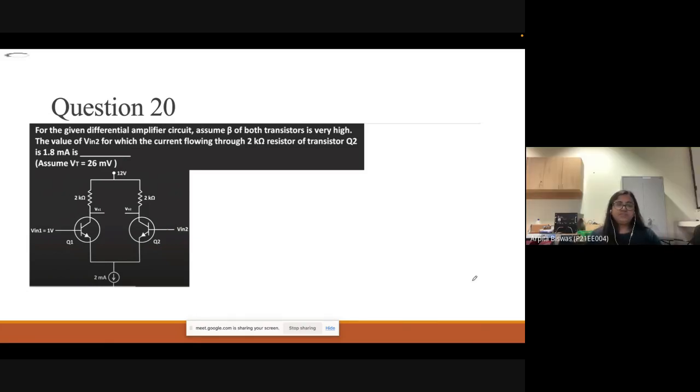For the given differential amplifier circuit, assume beta of both transistors is very high. So the value of V input 2, for which the current flowing through this 2 kilo ohm resistance of transistor Q2 is 1.8 milliamps. This means we have to find the value of V input 2, in the case where the current flowing through the Q2 resistance is 1.8 milliamps.